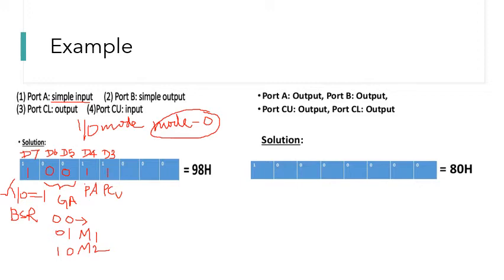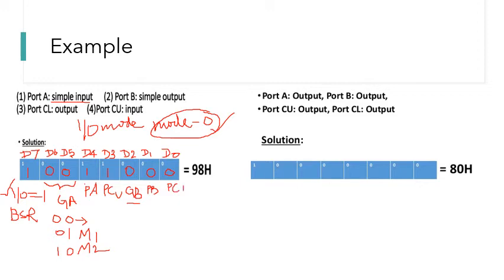Next, bit D2 is for group B mode selection. Group B is also mode 0, so it is 0. The final two bits, D1 and D0, are meant for port B and port C lower. Our aim is to make port B an output port, so we write a 0 here, and port C lower is also an output port, so we write a 0 here.